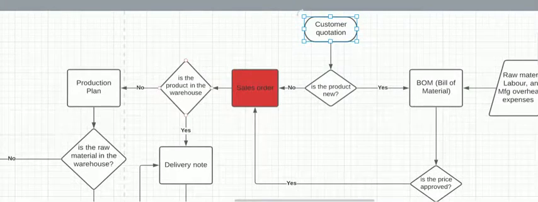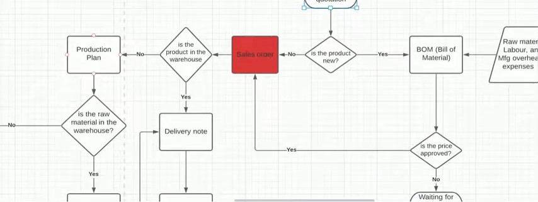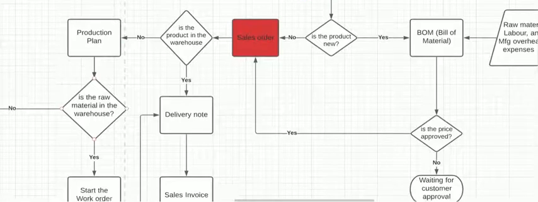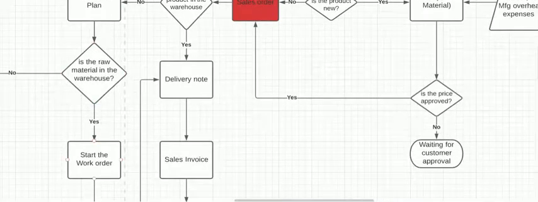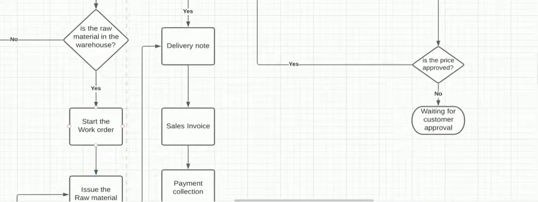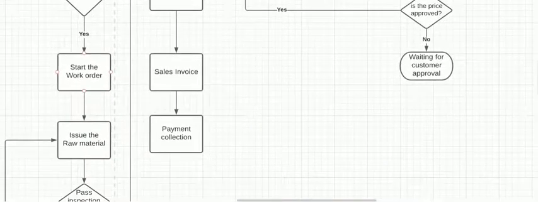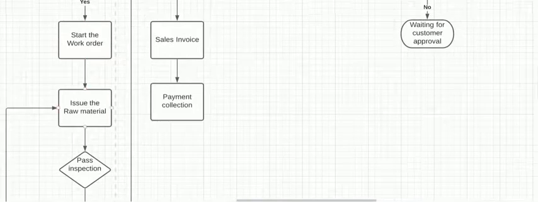But in case the product is not in the warehouse, go directly to the production plan. The planner makes a plan to start production of this item. Before the production date, the planner looks if the material is in the warehouse or not. If the material is in the warehouse, okay, on the production date we start production by issuing a work order. By starting the work order, directly a message goes to the warehouse to issue the raw material.